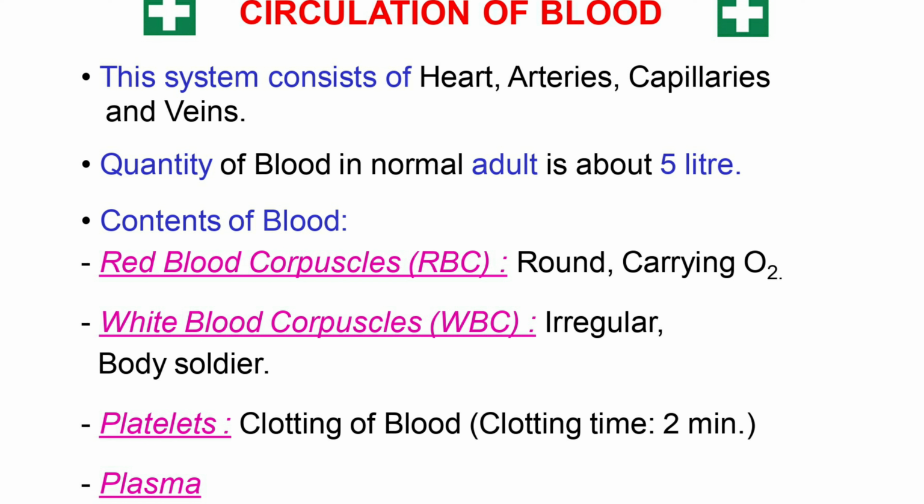This system consists of heart, arteries, capillaries, and veins. Quantity of blood in a normal adult is about 5 liters. Contents of blood: red blood corpuscles, RBC, round, carrying O; white blood corpuscles, WBC, irregular, body soldier; platelets, clotting of blood, clotting time 2 minutes; plasma.